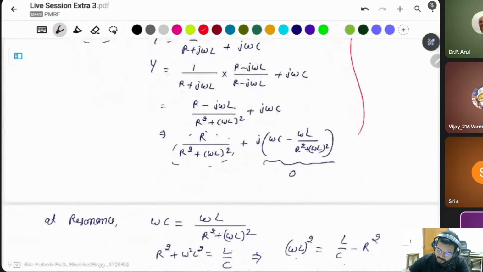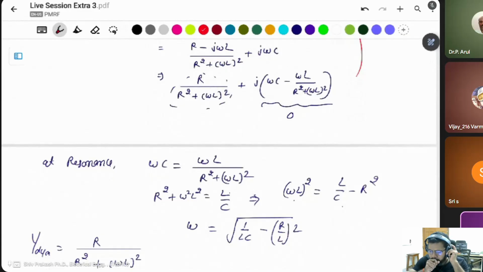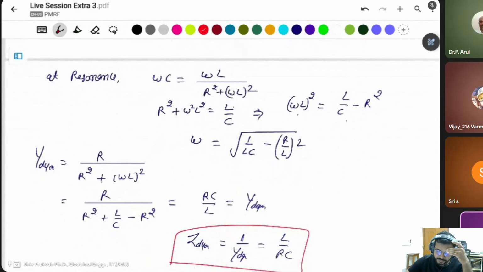Then for impedance and admittance, the imaginary part is 0. That's why put 0 as the imaginary part in this case. Then find the resonance frequency. Once you get the resonance frequency, don't put the omega value here. Put the omega L square value directly.